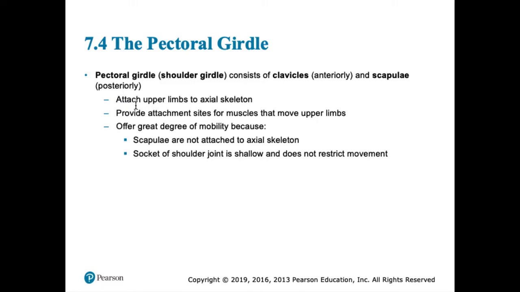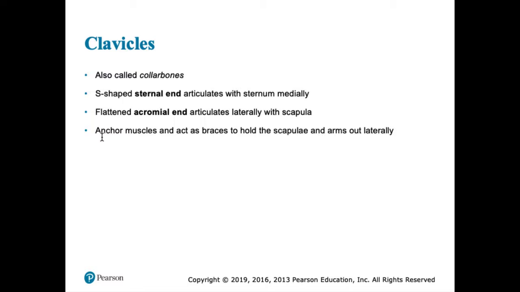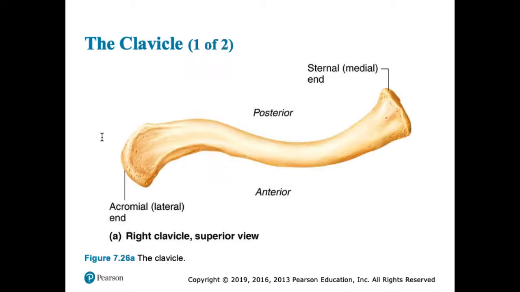They attach the upper limbs to the axial skeleton, and they provide attachment sites for those muscles that move the upper limb, and they offer a degree of mobility. And so that's sort of the pectoral girdle with those articulating bones. The clavicle, we also call them the collarbones. They're S-shaped, with the sternal end articulating with the sternum medially. They have a flattened acromial end that articulates laterally with the scapula.